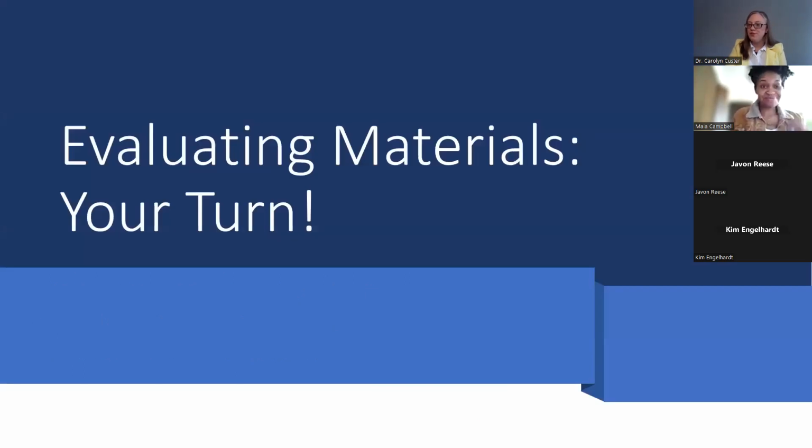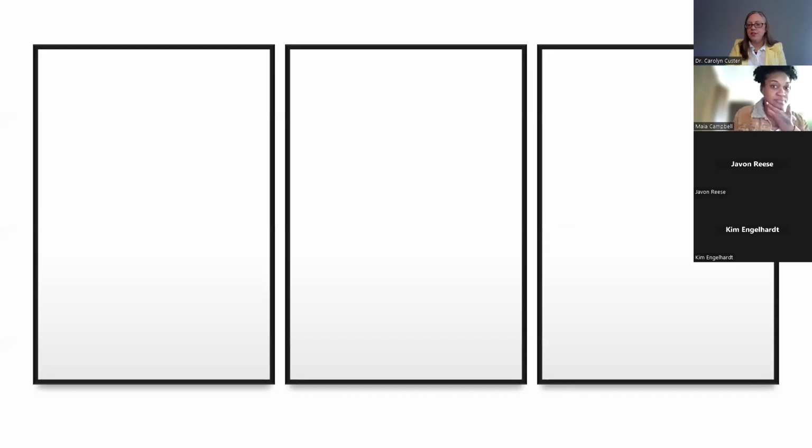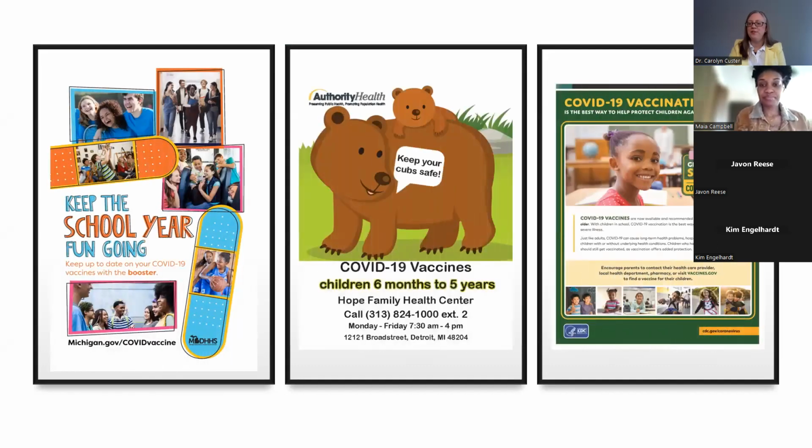So now what we're going to do, Javon and Kim, is we're going to take a look at some materials and we're going to ask you to evaluate. So the first slide here, and hopefully you're not on a phone, this will be very tiny. These are 3 different COVID vaccine flyers meant for school-age children. So this one was MDHHS, this one is CDC, and this one is Authority Health, which was my previous employer. So looking at these 3, which one has the clearest message to you? Or what do you think about them?